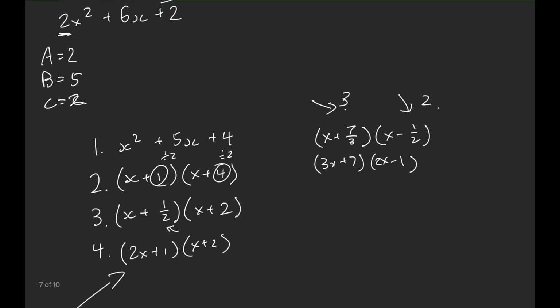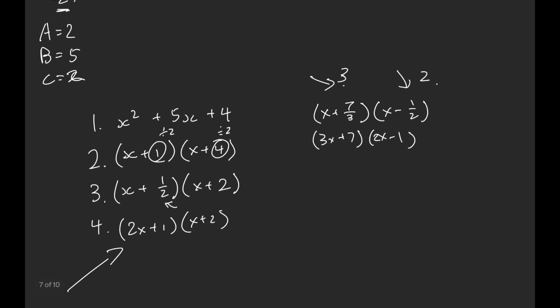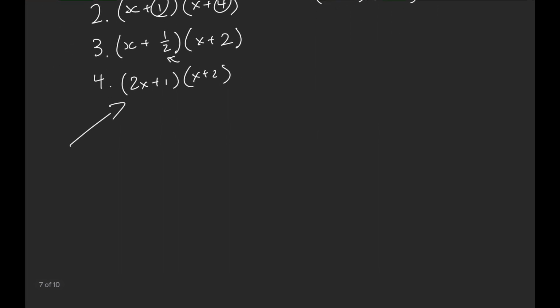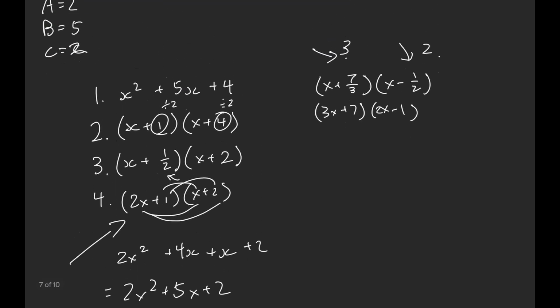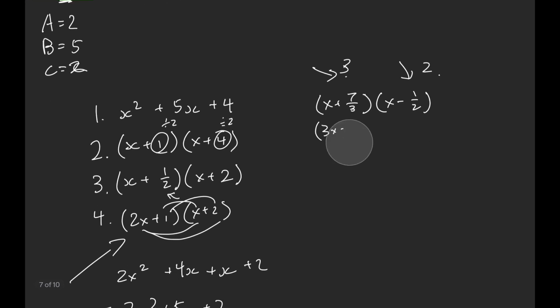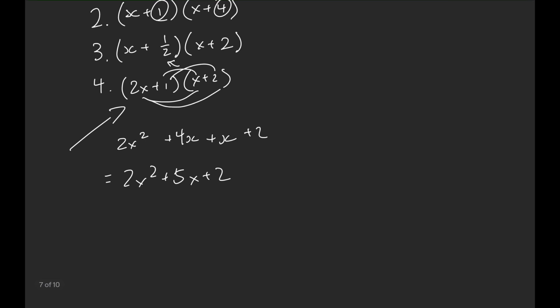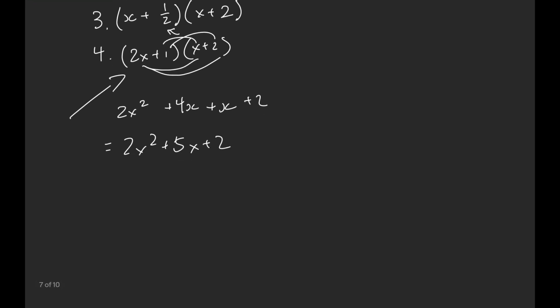Now looking at this, we end up with the final factorized version of our above expression. And let's go ahead and FOIL that out just to check that our method actually works. So we have 2x squared plus 4x plus x plus 2 equals 2x squared plus 5x plus 2. Does that match up with our first equation? It does, so our method works. And yeah, that is how you factor a quadratic expression with an a term not equal to 1.